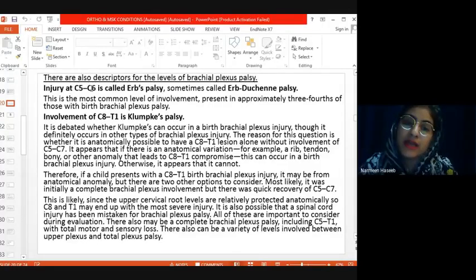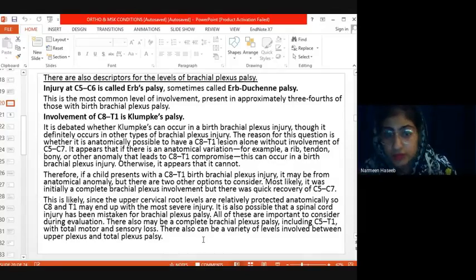Injury can occur at C5 to C6, which will be known as Erb's palsy, sometimes called Erb-Duchenne palsy. This is the most common level of involvement, which is present in approximately three-fourths of those with birth brachial plexus palsy. Then there can be involvement of C8 to T1, and if there is involvement of such level, then it will be known as Klumpke's palsy. But it is debated whether Klumpke's can occur in birth brachial plexus injury, though it definitely occurs in other types of brachial plexus injury.